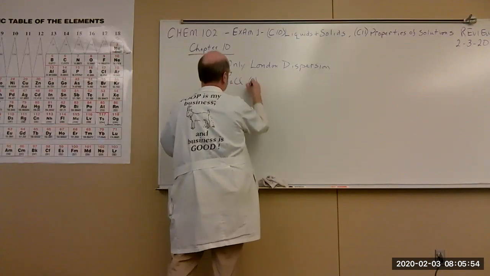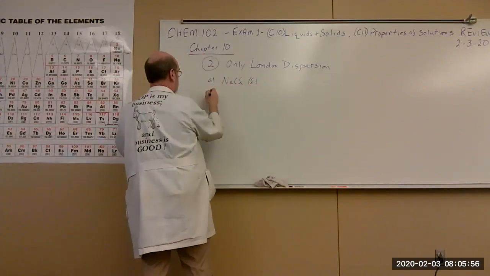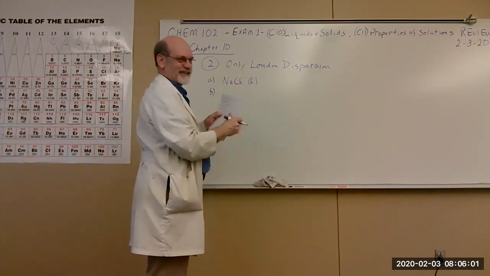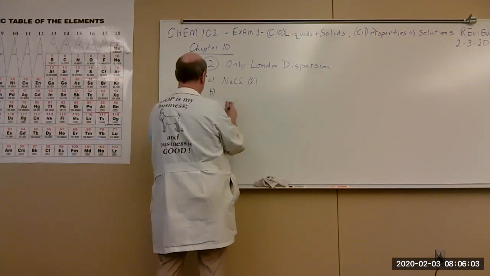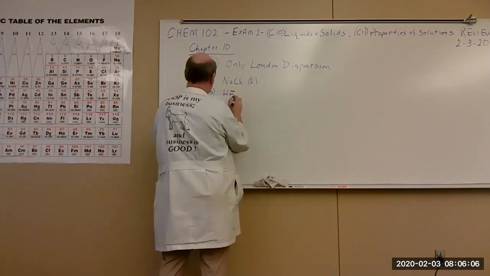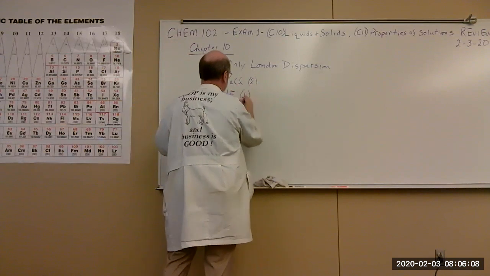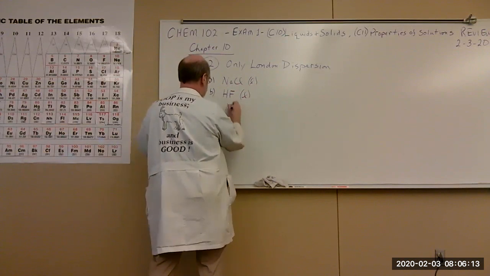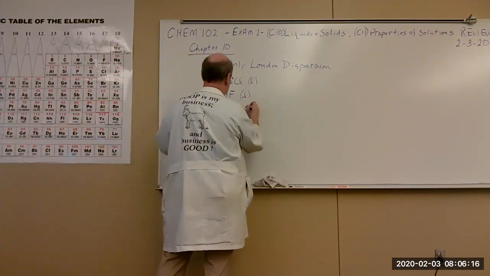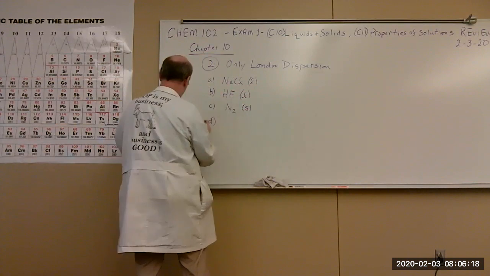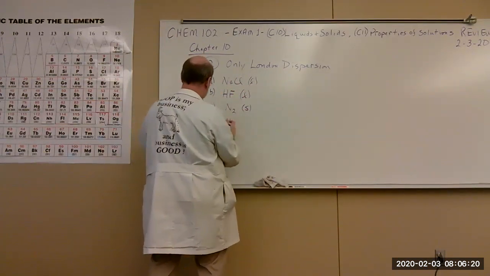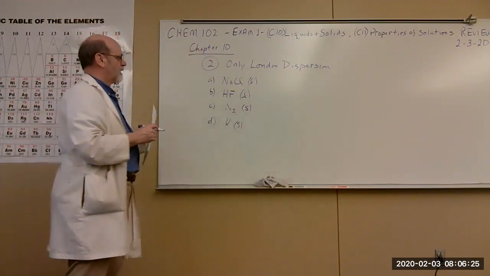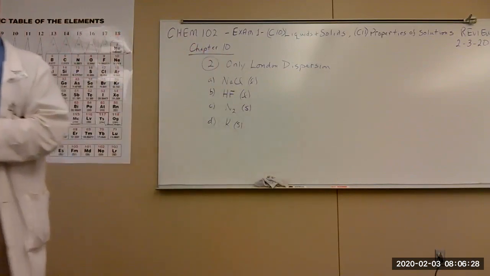sodium chloride in the liquid form. What does that mean? Very hot. Among other things. HF in the liquid form. N2 solid form. And K, potassium, metal, solid form. All right. So what do we know about London dispersion?